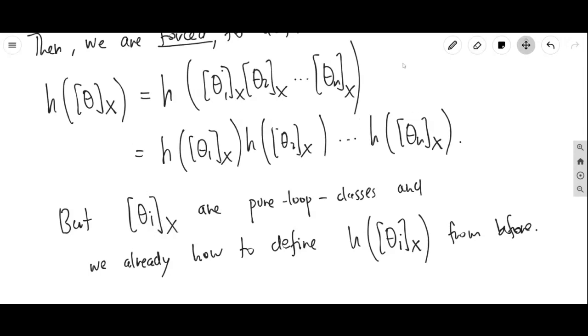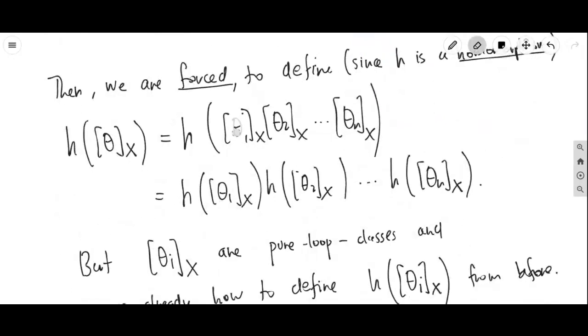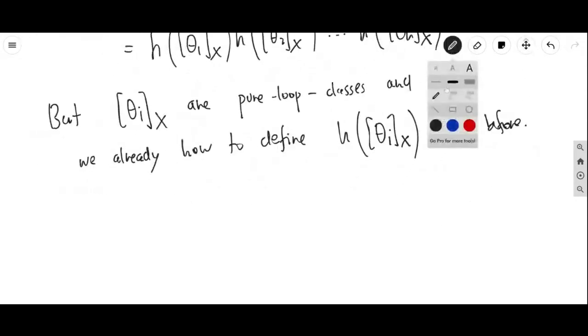So therefore, here's the way this mapping H is defined. You pick a loop in the fundamental group. You take that loop and you can factor it as a product of pure loops. And then you define H of this homotopy class of this loop to be the product of the mappings of all of these pure loops. And how do you define the mapping of the pure loops? That's what we did previously. That's the one that comes from the commutative diagram.